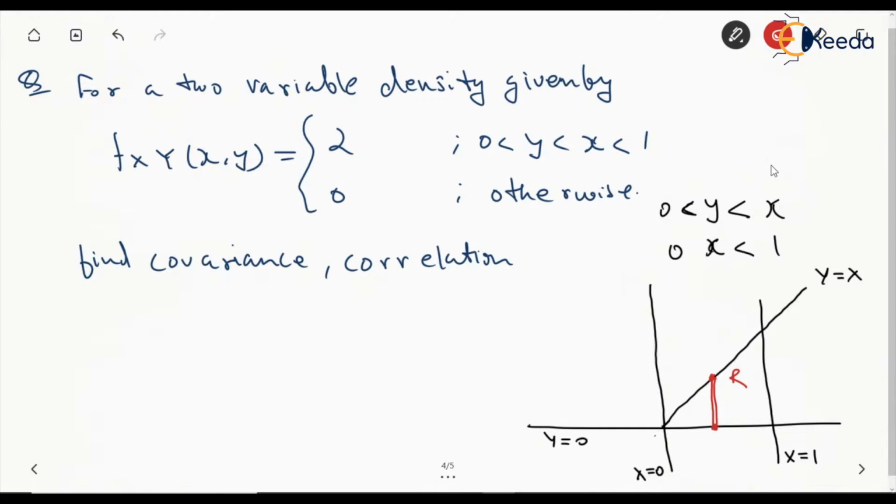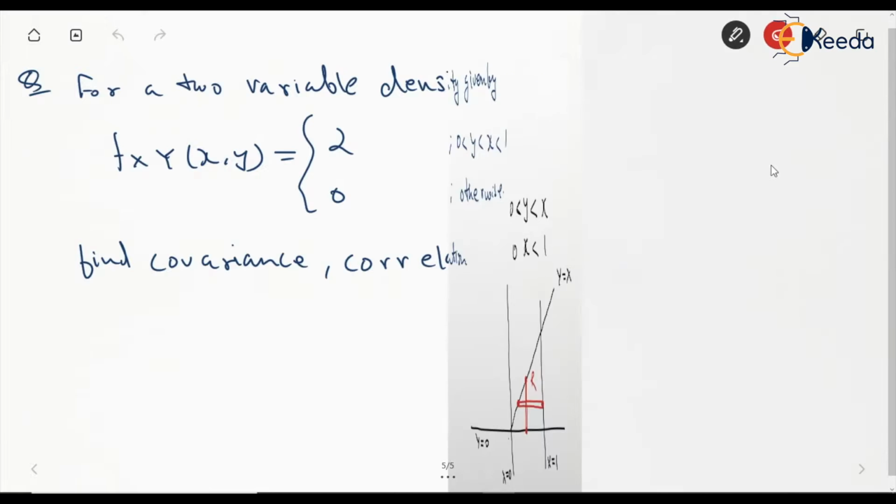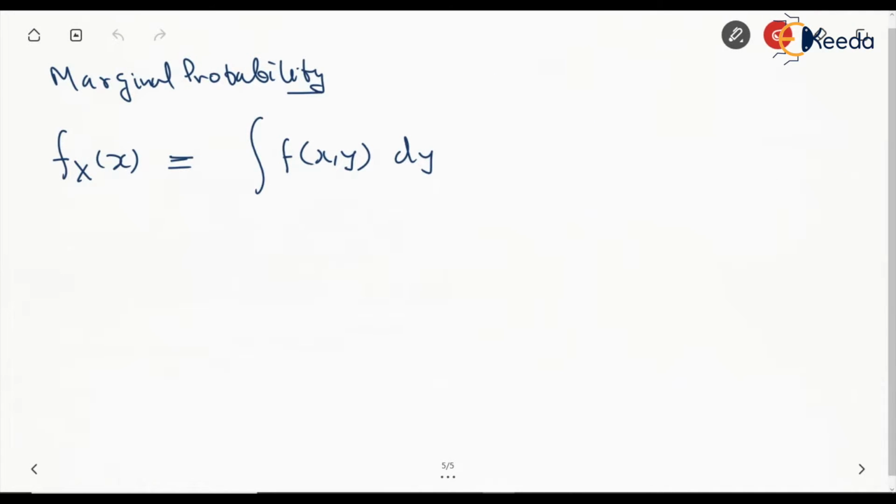Similarly, let's define it for the horizontal element also, when we'll be finding the marginal density for y. The lower limit is x is equal to y and upper limit is x is equal to 1. This is x equal to 1, this is x equal to y, this is y equal to 0 and this is y equal to x, right? So now that we know, we won't come back to this point.